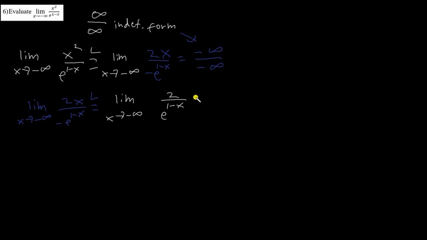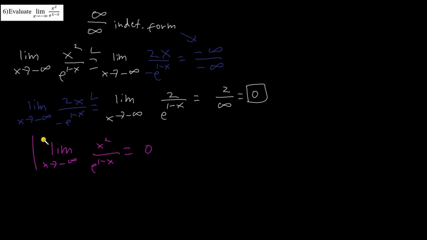And if I try plugging in negative infinity here, I'm going to get 2 over infinity, which is 0. So that is the answer to the limit. I'm just going to restate what we just said. The limit as x approaches negative infinity of x squared over e to the 1 minus x is equal to 0. So we just used L'Hopital's rule twice, and the limit that we got is the answer to the original limit.